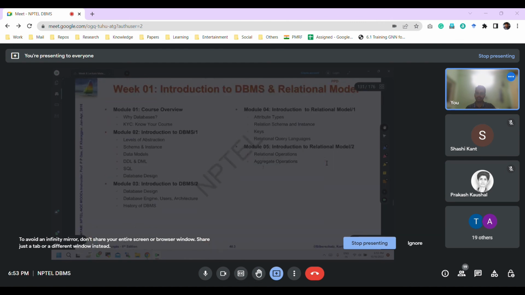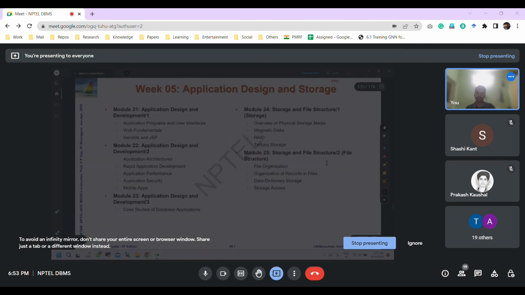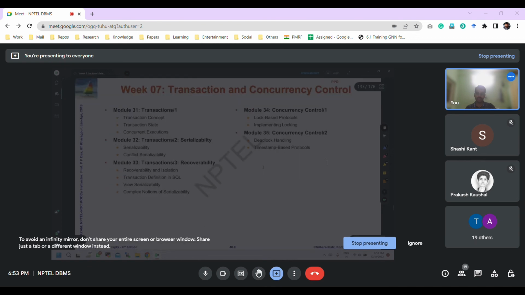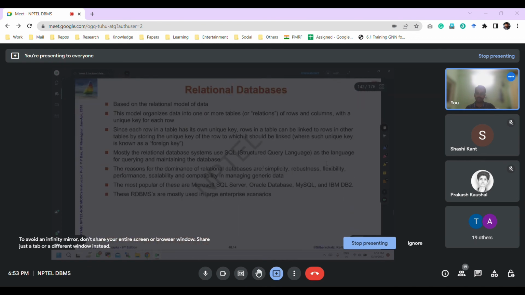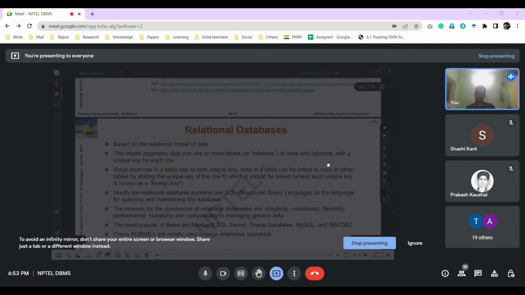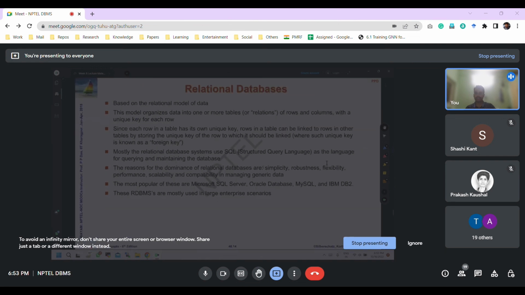Then there is the course recap. In the course recap, I think everything is reminded. There was the relational database based on the relational model of data. There was a key, there was data, there was a foreign key. So just summarizing all the things. After that there was DDL and DML. Data definition language was for defining the database. Then there was DML for manipulating the database.